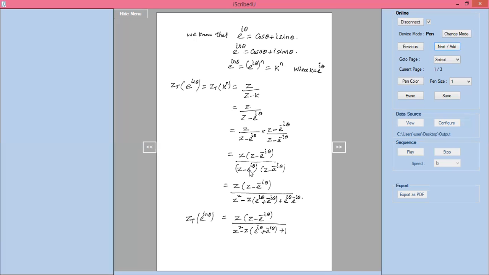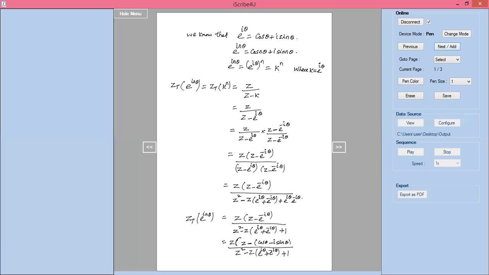Now, if you simplify this, we get z transform of e power i theta is nothing but z into z minus e power minus i theta, which I am writing as cos theta minus i sin theta, divided by z square minus z into, as I already told, e power i theta plus e power minus i theta plus 1.